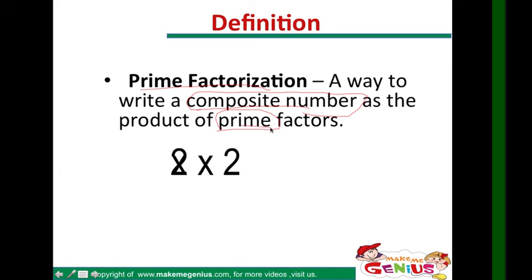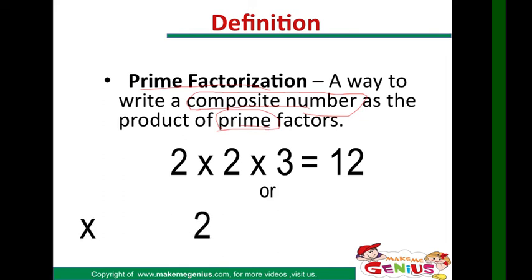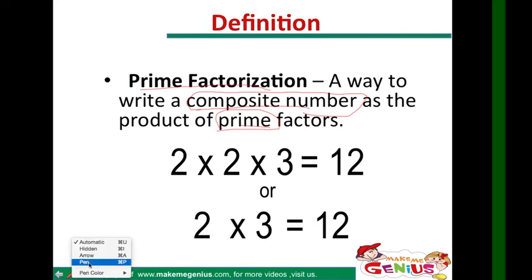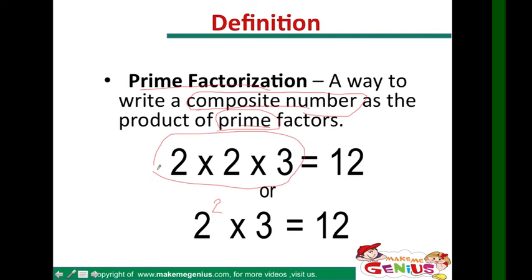Okay. Halimbawa, 2 times 2 times 3 equals 12. Tama? So, pag sinulat ko yan, maaari kong isulat na 2 squared times 3 equals 12. Bakit squared? Kasi dalawa yung 2 na nandito. So, 2 squared times 3 equals 12. Ang tawag dito sa process na yan ay prime factorization. Mamaya ipapakita ko yung 3 method na sa paggawa ng prime factorization. Okay, may squared pala siya.